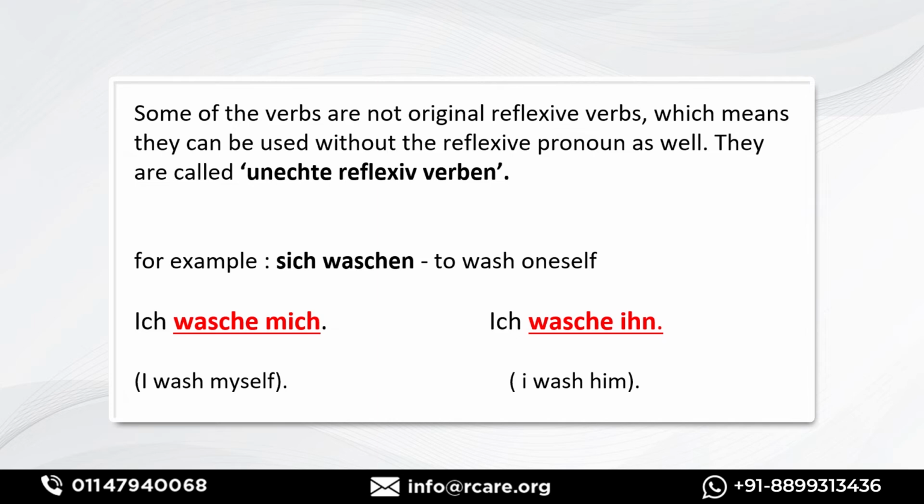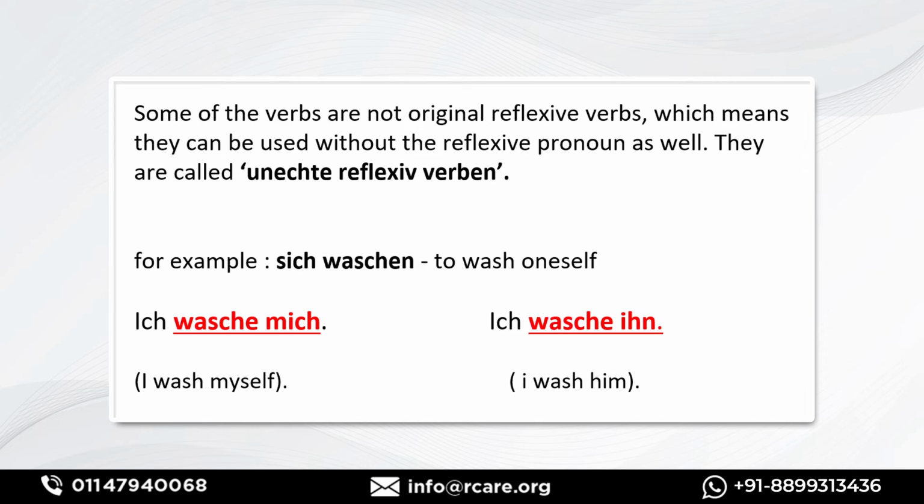Some of the verbs are not originally reflexive verbs. So in reflexive verbs we have two kinds. It can be either echte reflexive Verben, which means genuine or original reflexive verbs, or it could be unechte reflexive Verben. Now what do these two mean? Echte reflexive Verben are the verbs which cannot be used without the reflexive pronoun. But some of the verbs can be used with the reflexive pronoun as well as without it. So these verbs are unechte reflexive Verben.